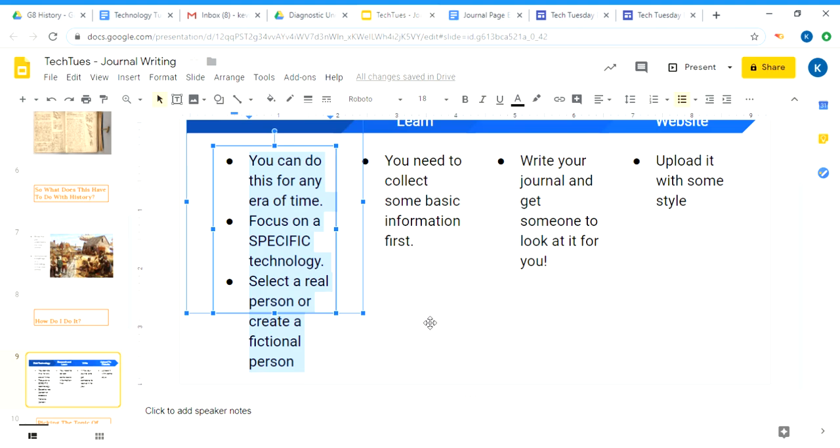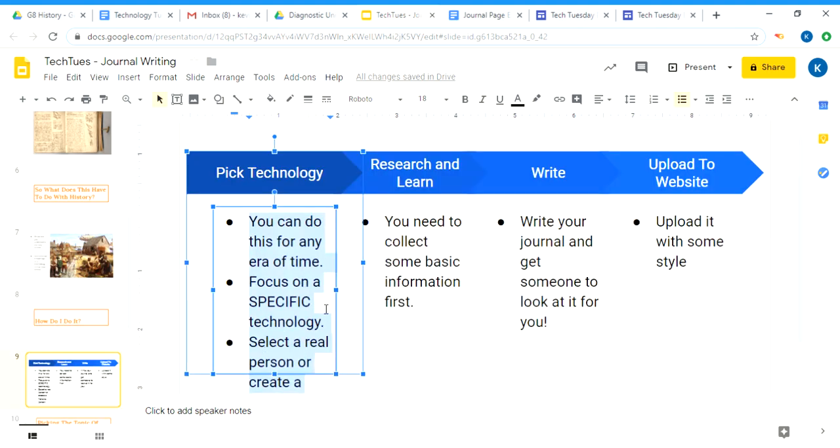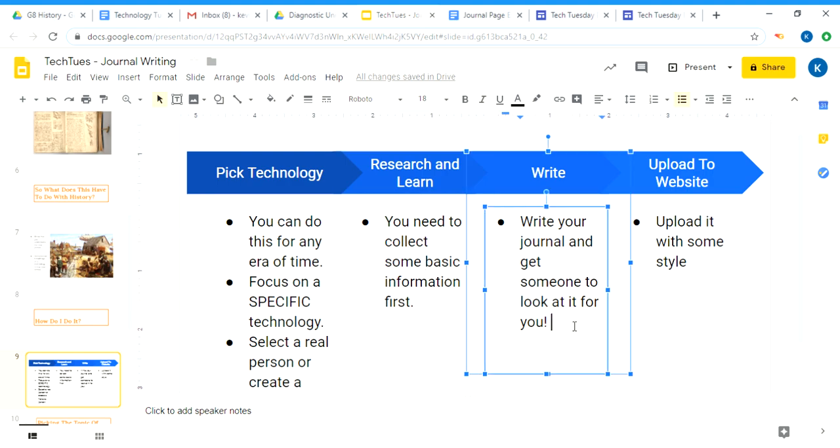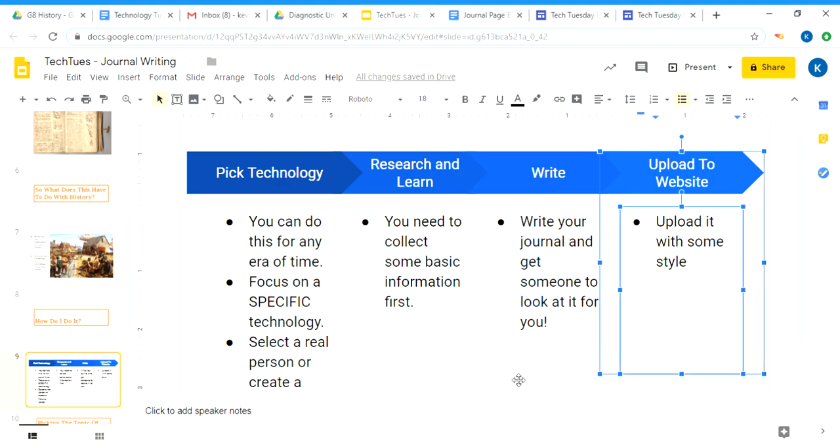After you pick your technology, your person, and your time period, do a little bit of research to learn about your technology. Then you need to write your journal entry, get someone to look at it, and upload it to your website.